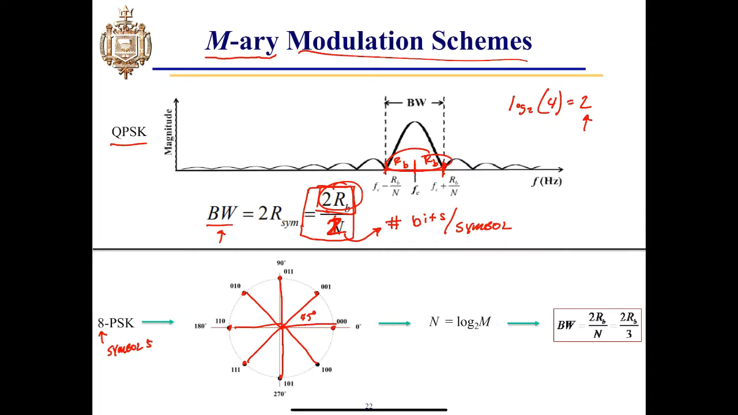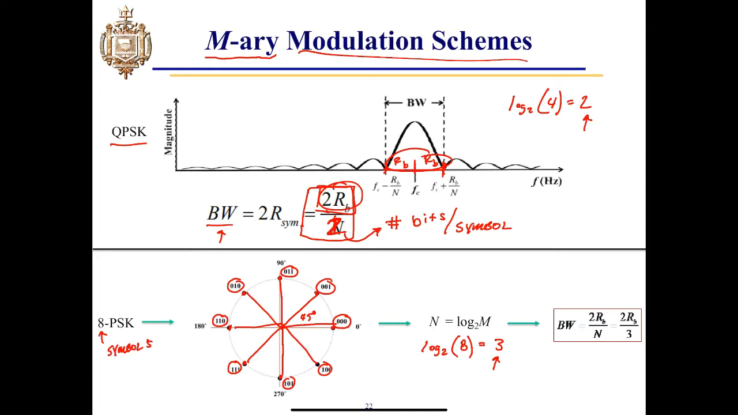So if I have 8 PSK, how many bits per symbol can I send? Log base 2 of 8, meaning 8 symbols, equals 3. So now I'm able to send 3 bits per symbol. Notice along this constellation diagram, I can now send 3 bits per symbol. So I just assign these symbols a 3-bit combination as I go around.